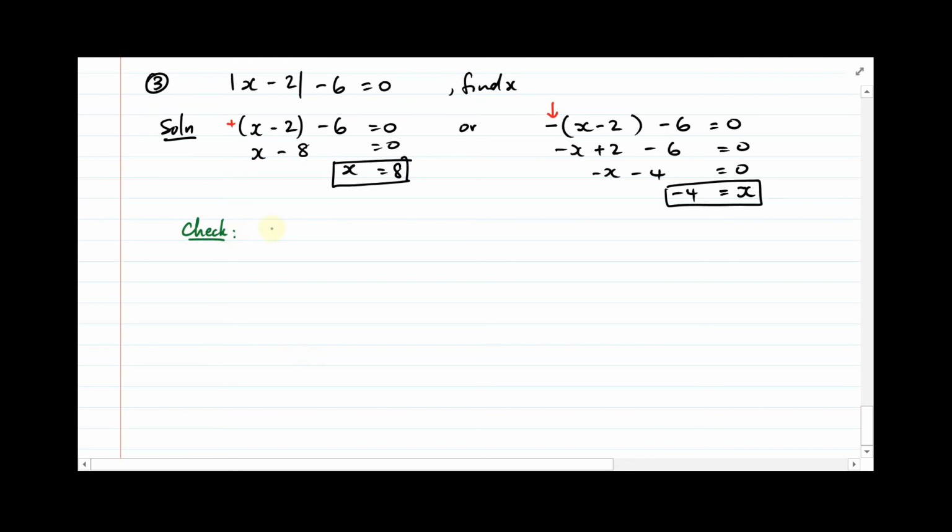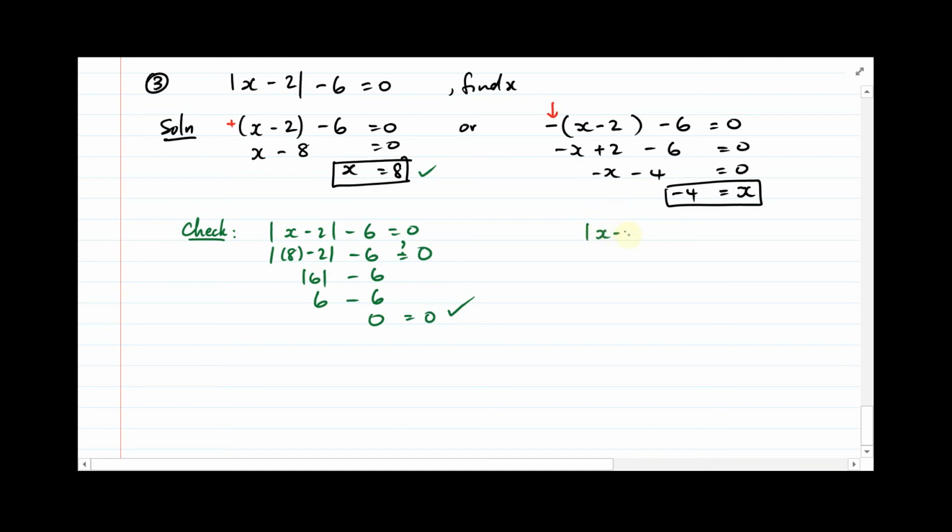Again, when I'm checking, I'm going back into the original equation. So when I substitute, I'm asking, is this equal to 0? Simplifying inside the absolute value, I end up with the absolute value of 6. Absolute value of 6 is just 6. 6 minus 6 is 0. We end up with 0 equals 0, so that's good. I know that the proposed solution x equals 8 will work.